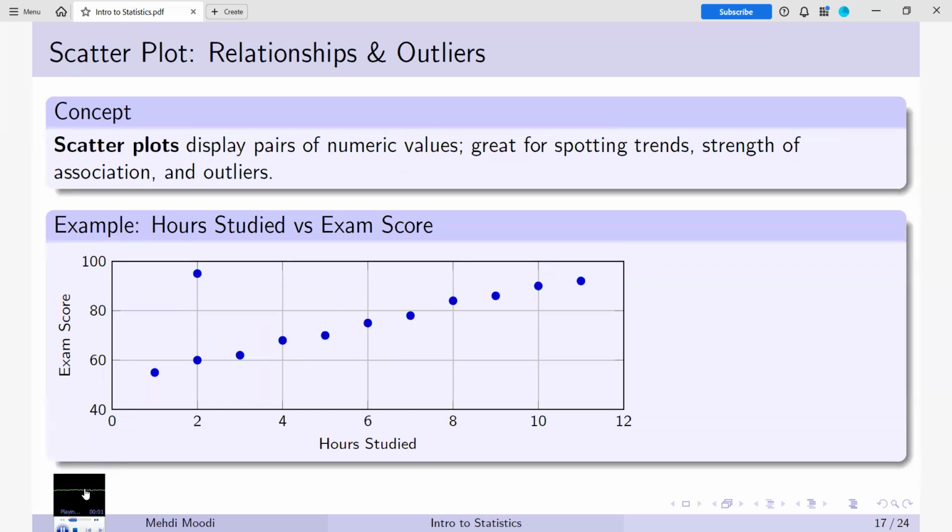Clear upward pattern. More study, higher scores. One outlier, low hours, high score, suggests prior knowledge, lucky guessing, or successful cheating. Use a scatter plot before computing the correlation coefficient or fitting a regression line.